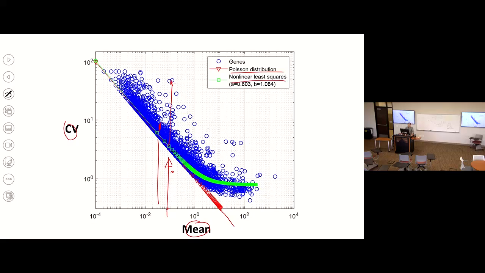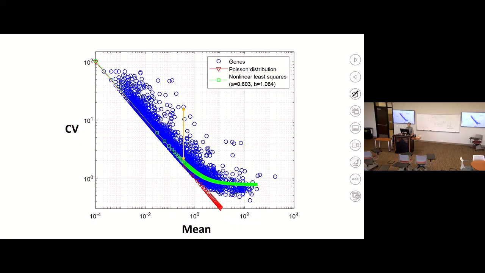So we also use nonlinear least squares, which gives you the regression curve that looks like this, the green line. Because in the highly expressed part there's some reduction of expected CV, we need to use a nonlinear regression to get a better regression curve, to be fair to those genes at the high end of expression.